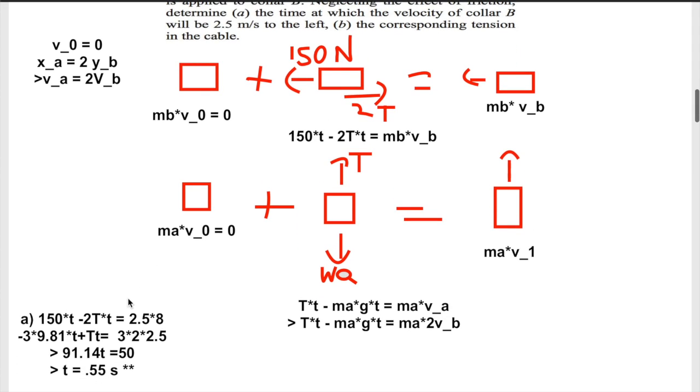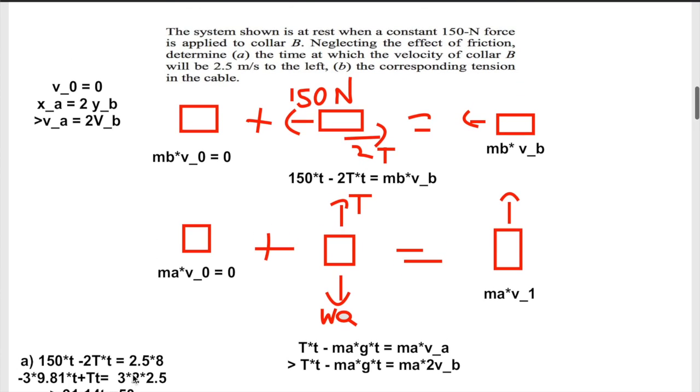Using that, and then the equation we find for block A, doing the same thing, we're able to solve part A. We just subtract the equations from each other to cancel out these tension T's. We get this right here after subtracting them out, and then we solve it for T, and we find that the time is 0.55 seconds.